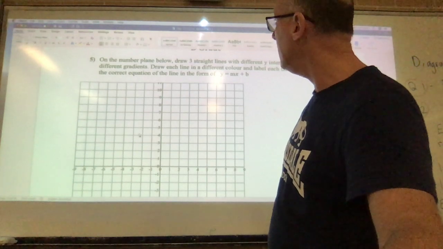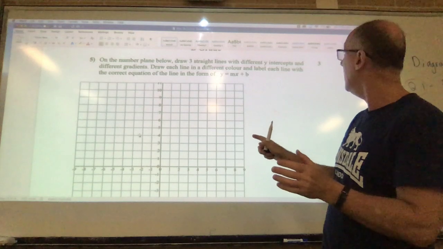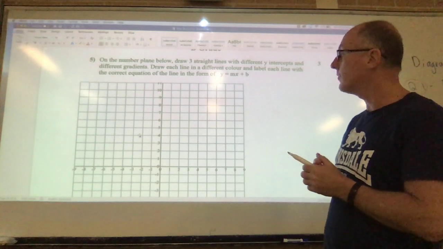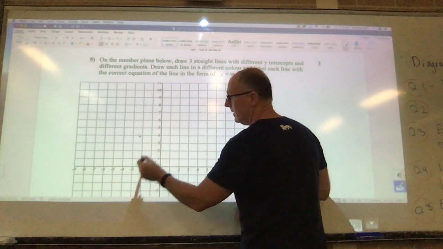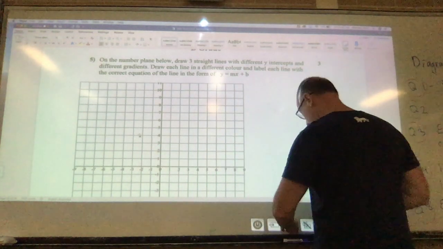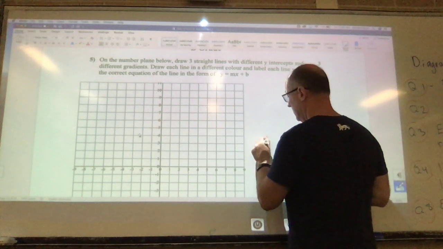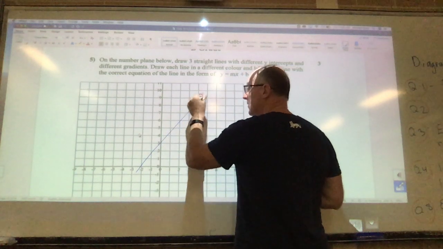Use a number plane below, draw 3 straight lines with different y-intercepts and different gradients. So 3 straight lines, for example, could go through here, might look like this. You'd have to use a ruler. Apologies, try a different pen. You'd have to use a ruler, of course, but it might go through like that, using a ruler.